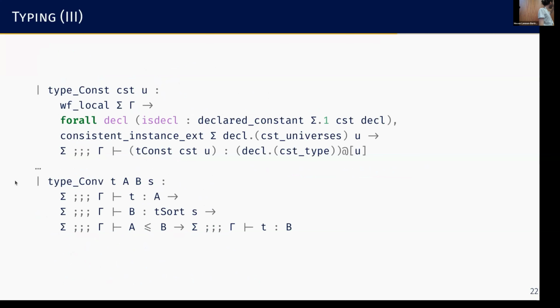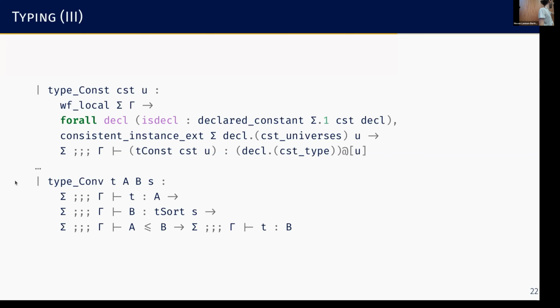Yes, so for constants, for instance, you grab them in the global environment. So you have these things to tell that something is declared properly in the global context and has a certain declaration, and then you instantiate it with the universe instance that should be well formed. And there's a bunch more of this for the other things.